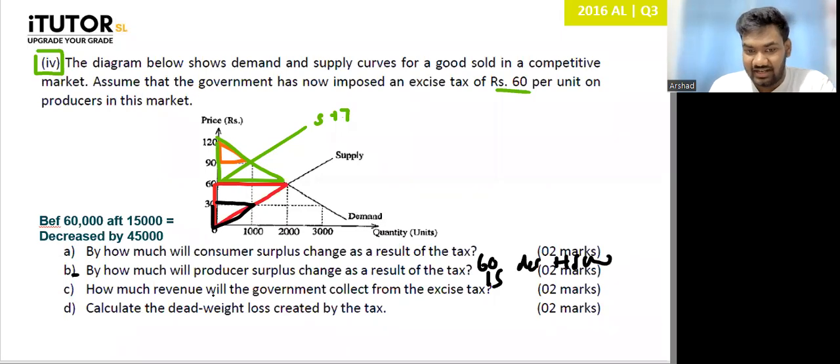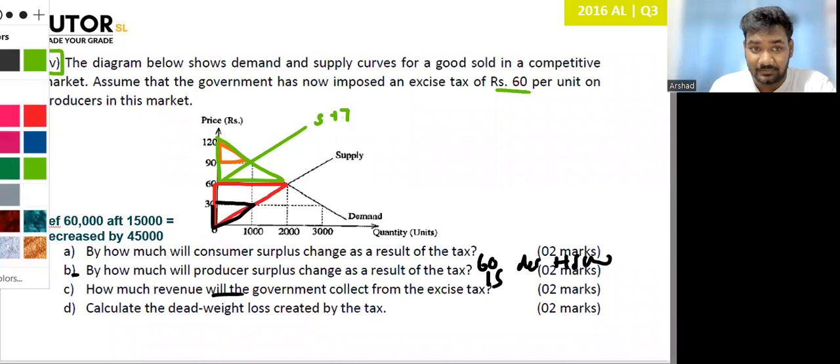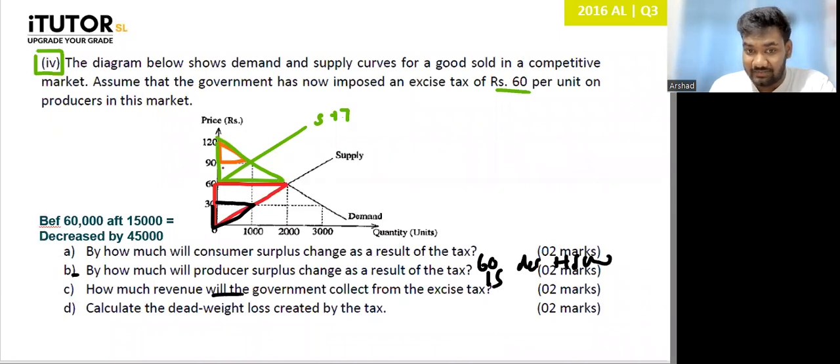What is the revenue collected by the government? Revenue collected by the government is this area. Yeah, right. I'll summarize it again, guys, don't worry. Yes, this is a normal tax calculation. They made it very simple as ever. So how much is that? 60 into 1000 is 60,000.